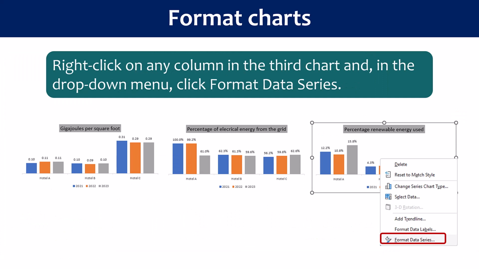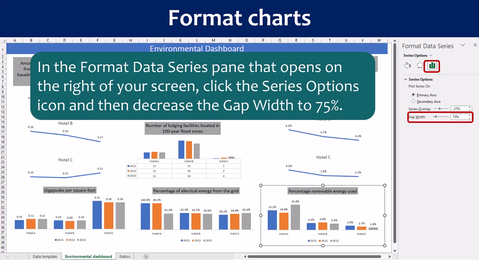Right-click on any column in the third chart, and in the drop-down menu, click Format Data Series. In the Format Data Series pane that opens on the right of your screen, click the Series Options icon and then decrease the gap width to 75%.